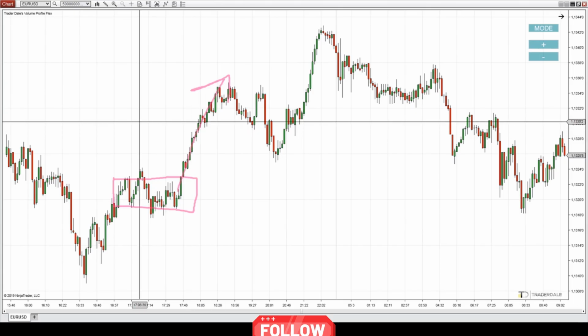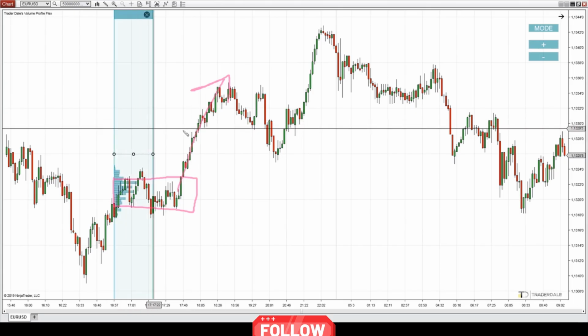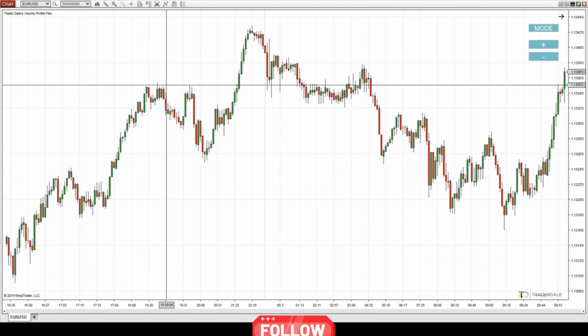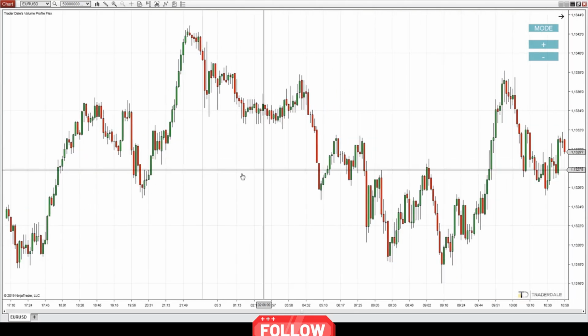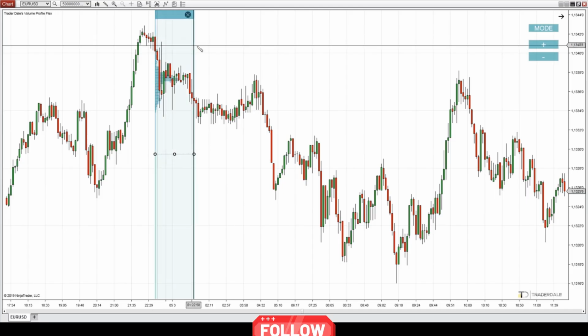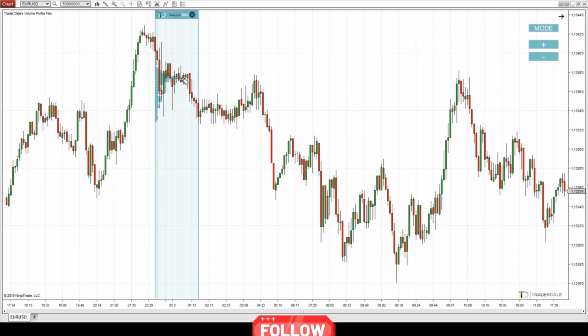So let's have a look where the volumes were the heaviest. It was in here, this level. So what you do, you wait for a pullback to this level, and you enter long from there. This is the reaction to the level. Now, another possible option for the volume accumulation is this rotation area, and this is the reaction to it.